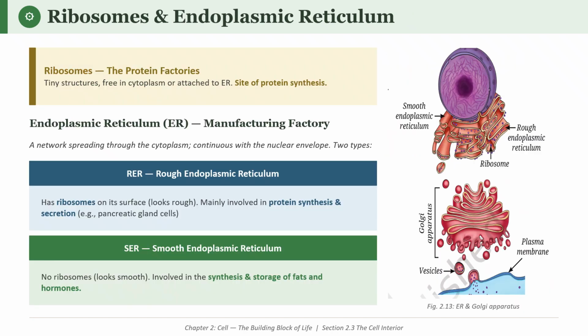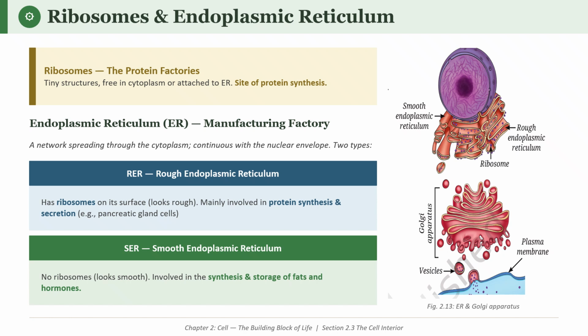Next, we are going to see ribosomes and the endoplasmic reticulum. What are ribosomes? We can say they are the protein factories. Ribosomes are tiny structures found freely in the cytoplasm or attached to the endoplasmic reticulum. What is their function? They are the site of protein synthesis, where protein is synthesized. Why do we need protein? We need protein for growth, repair and enzyme formation. For example, muscle cells make large amounts of proteins in order to carry out our functions. Next is the endoplasmic reticulum.